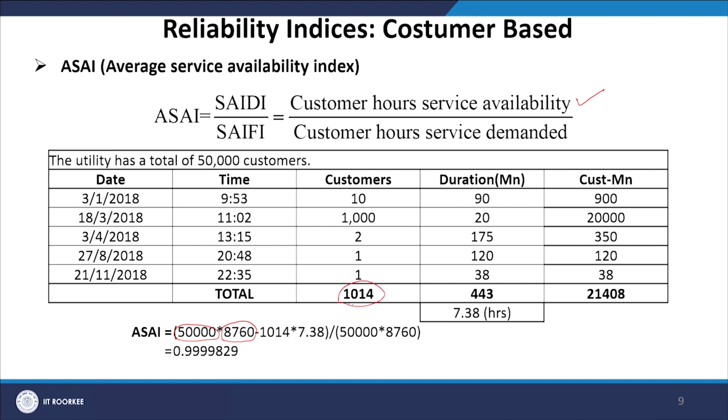They are 1014 times 7.38 hours. This will give me the customer hours availability. Am I right? Upon the customer hours service demanded, because everyone expects the service to be 100%, that is 50,000 multiplied by 8760, and that is 0.9999829, which is my ASAI.